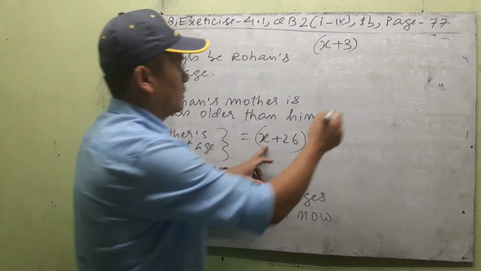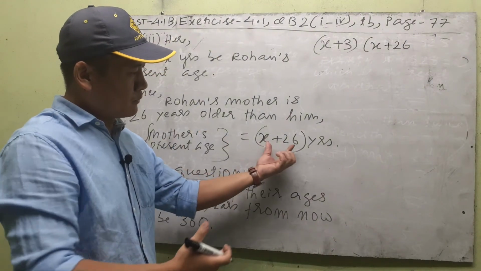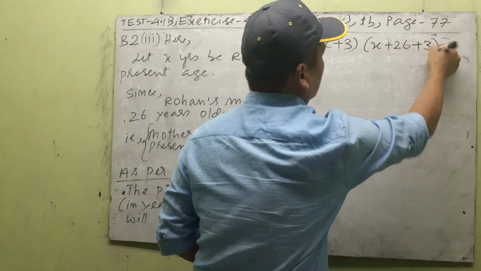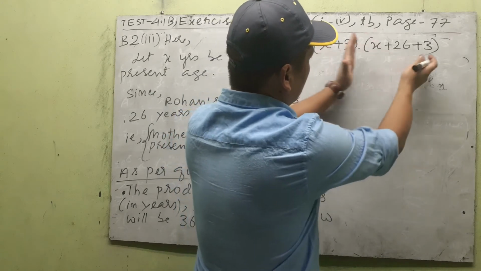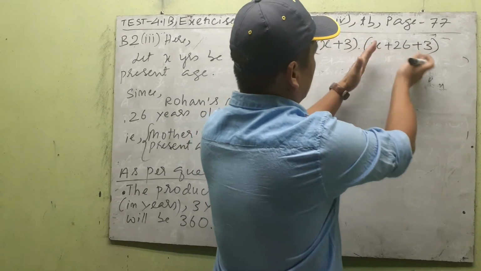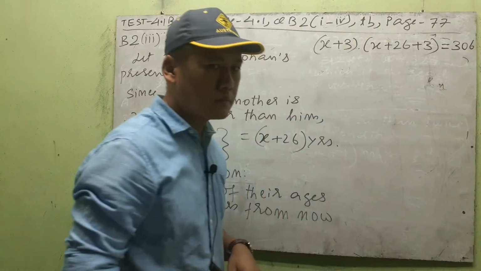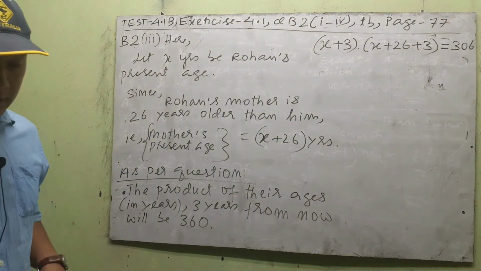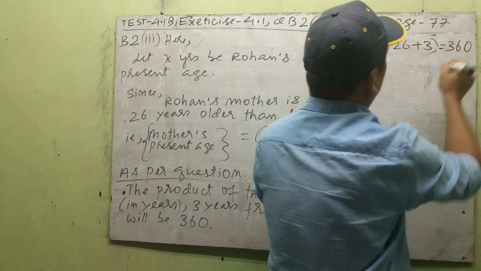Mother's present age is x plus 26. So after 3 years, she'll be 3 years older, so plus 3. So the product of the age of Rohan after 3 years, product means into, the mother after 3 years. The product of their ages after 3 years is 360. Here also years cancelled.